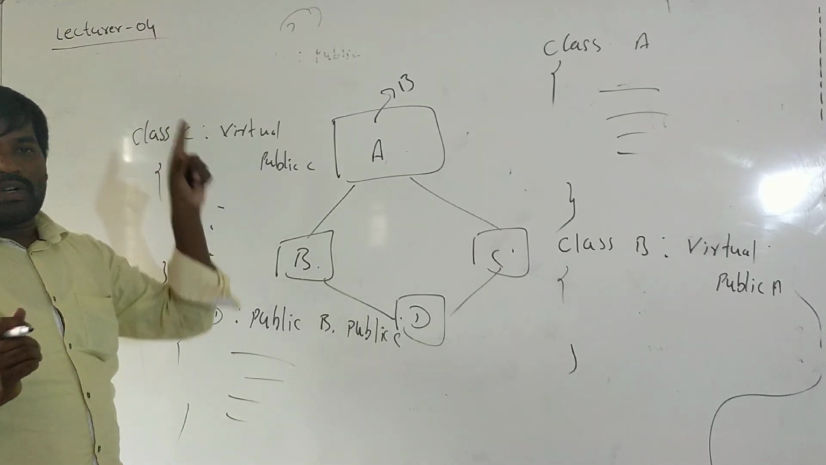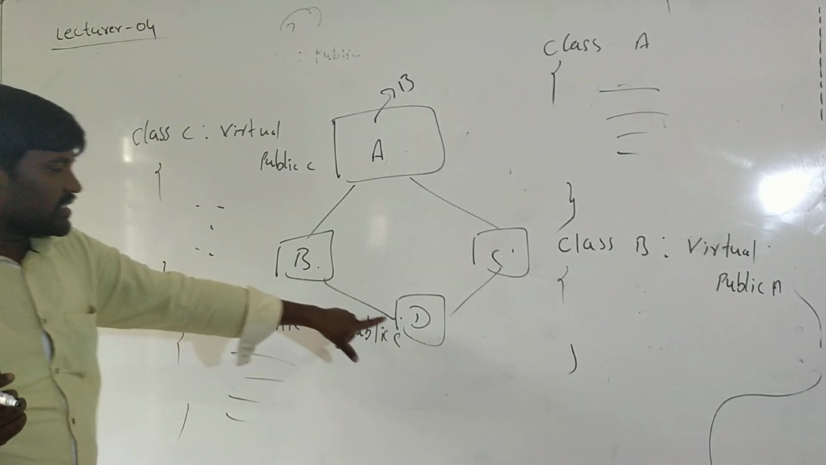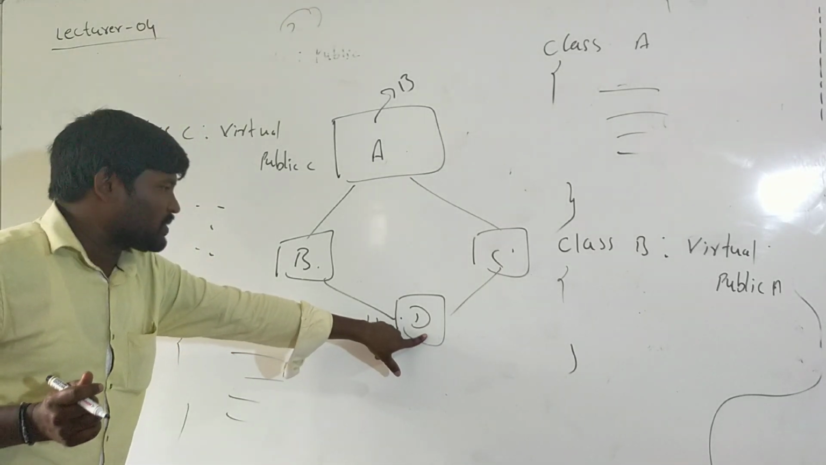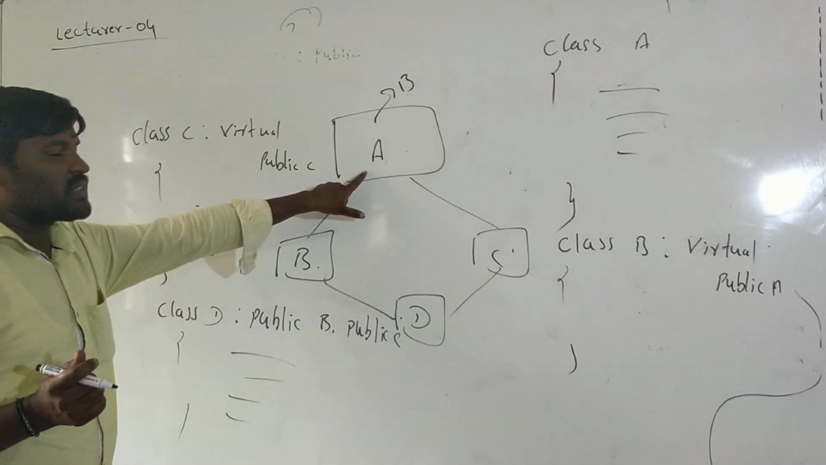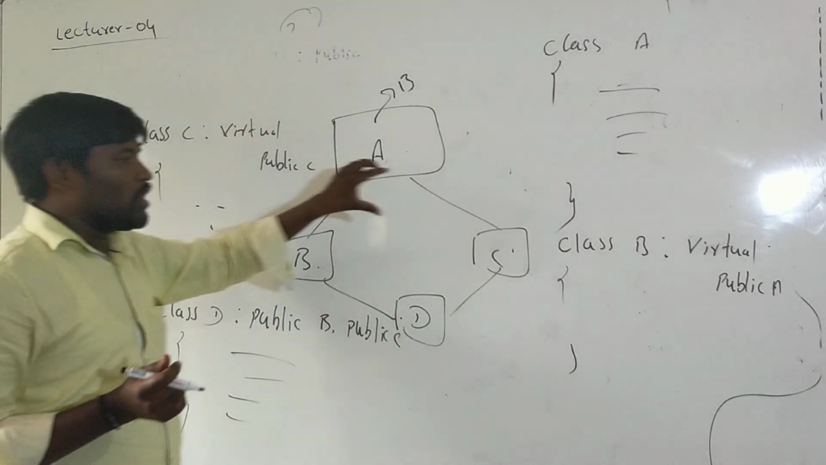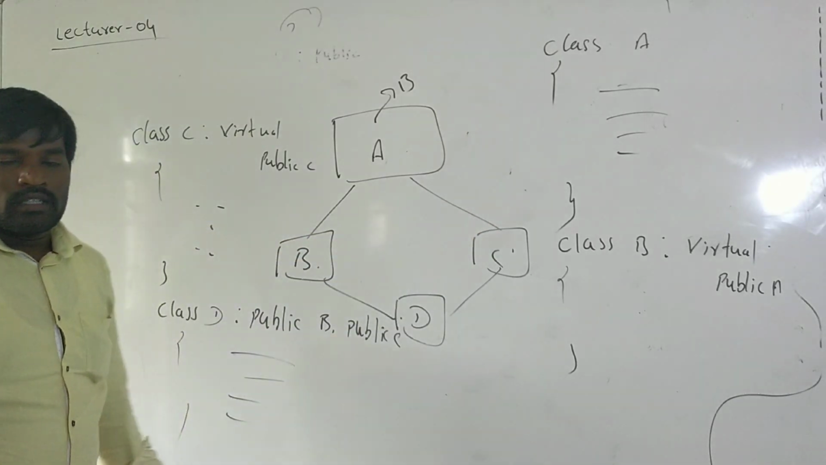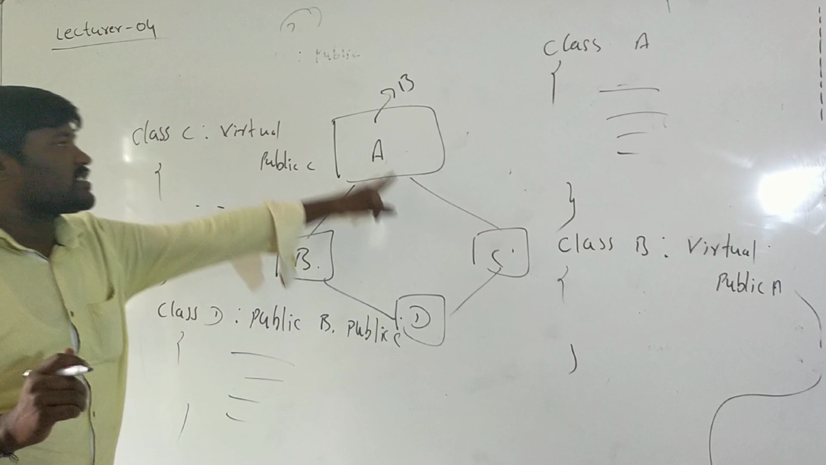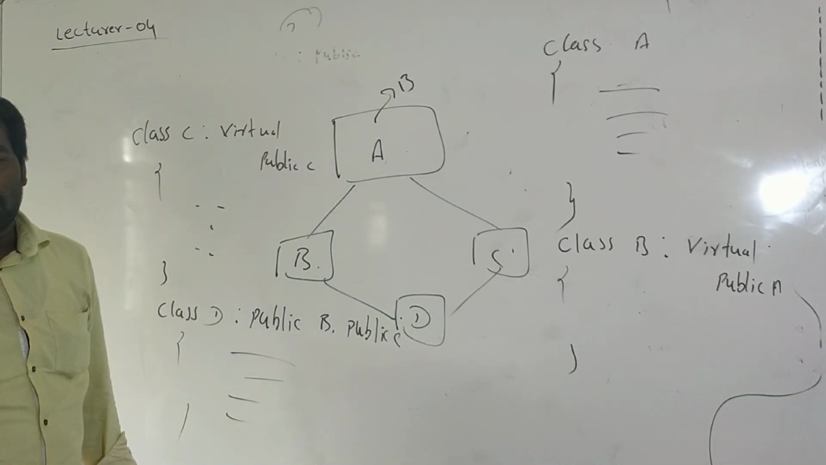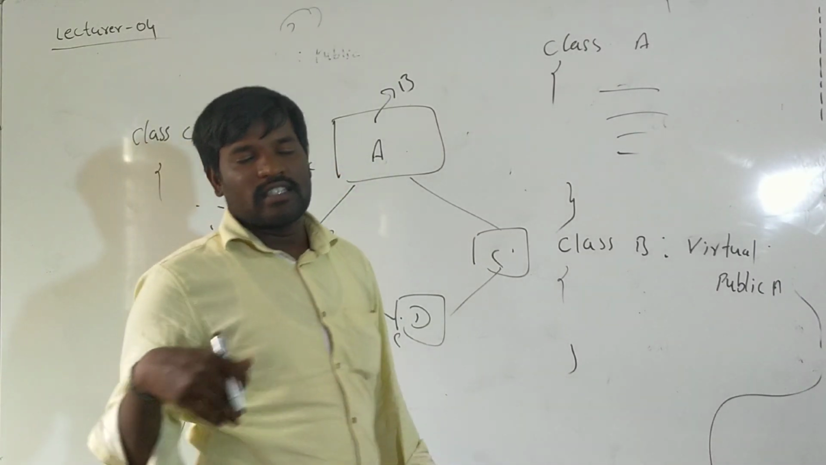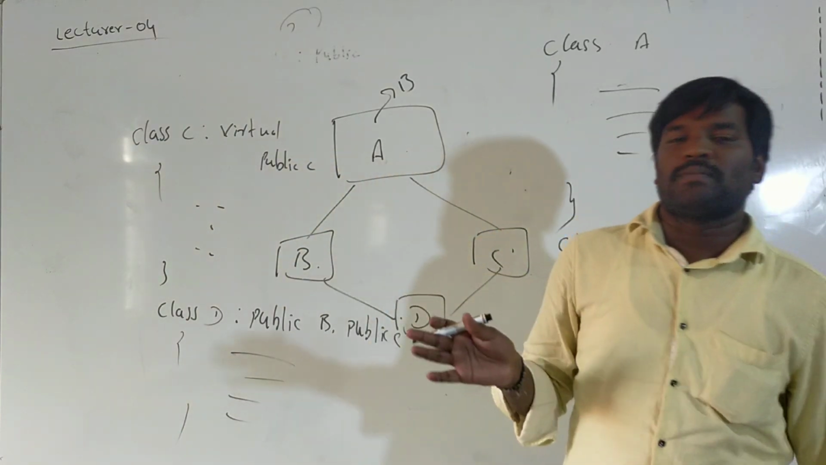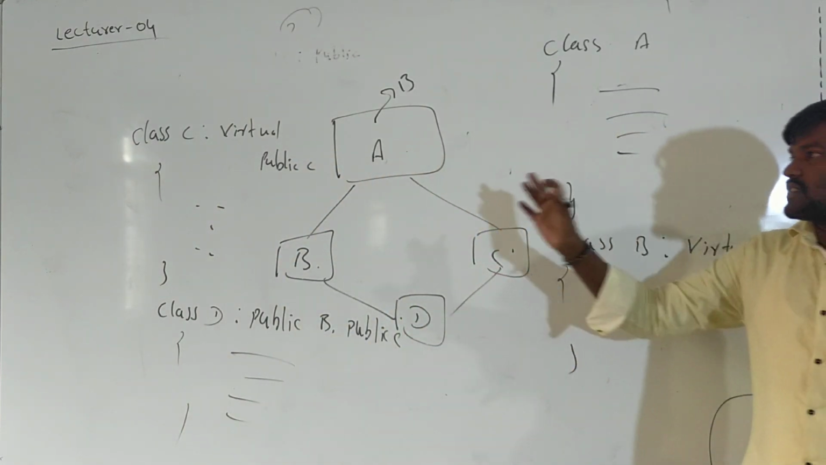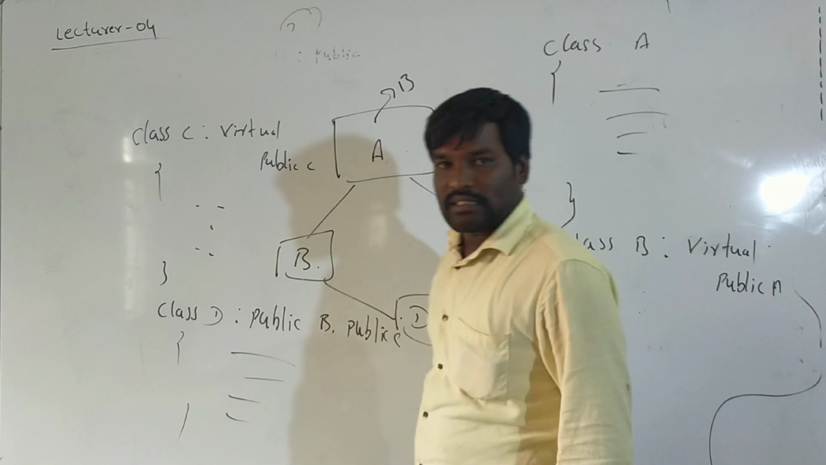If you are using virtual, D can access the properties of A either with the help of B or with the help of C. Only one time D can access the properties of A, either through B or through C. So this is the virtual base class.